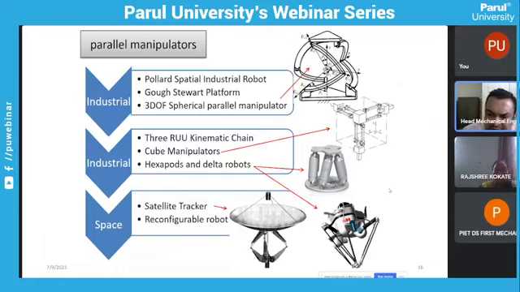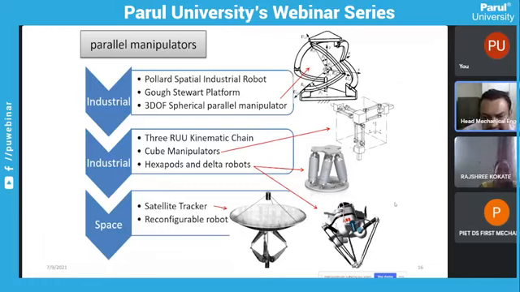Now delta robots, as you can see, ABB has manufactured the delta robots, which are normally used in the biscuit manufacturing industry. For pick and place operations in the biscuit industries, the delta configuration is the preferred one among the others.